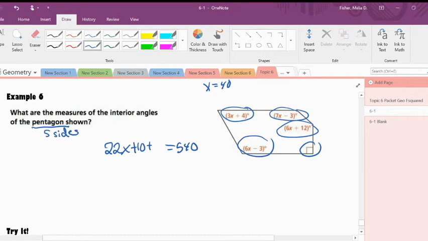And then don't forget this 90-degree angle down here. So I have 22x plus 100, simplified on one side, equals 540. Subtracting 100 from both sides of the equation leaves us with 440. And then dividing both sides by 22 leaves us with x equals 20.